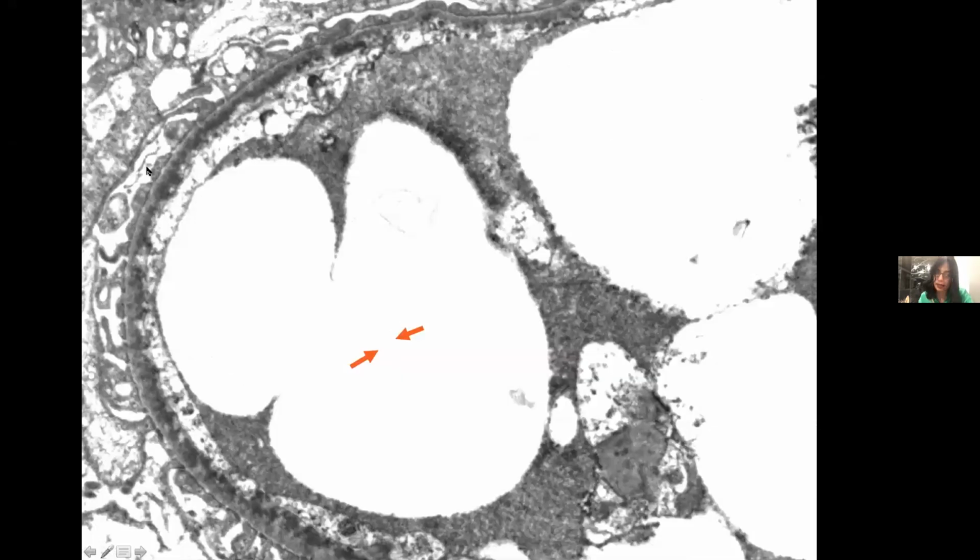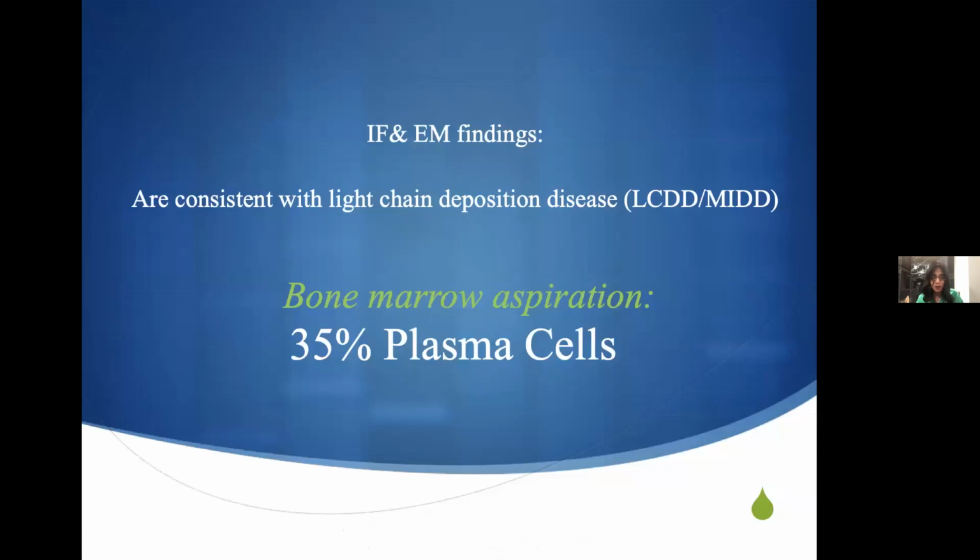She had intact podocytes, and she had light chains also in her tubular basement membranes, as you can see here. So her diagnosis was consistent with light chain deposition disease. Bone marrow aspiration showed 35% plasma cells. Although this is a very old case, I keep it because it was really a difficult case, and she was only 40 something. We did not do routine kappa and lambda.